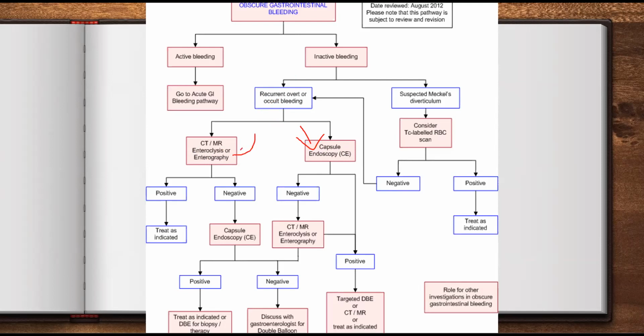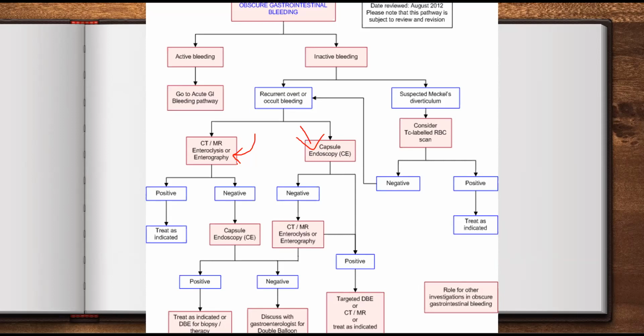But there is one condition where you would do CT enterography first in obscure GIT bleeding. Anyone? If you suspect, not unstable, if you suspect that this patient having GIT obstruction, so intestinal obstruction, you would rather go for a CT enterography in that case. Only that's the time you would do a CT enterography first before doing a capsule endoscopy.